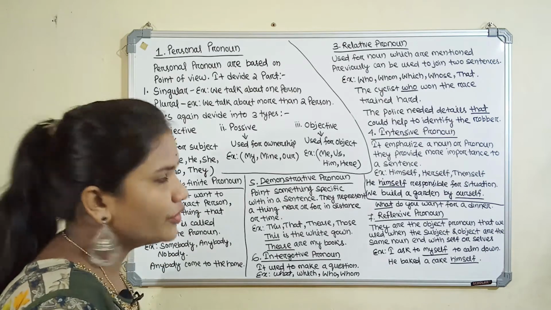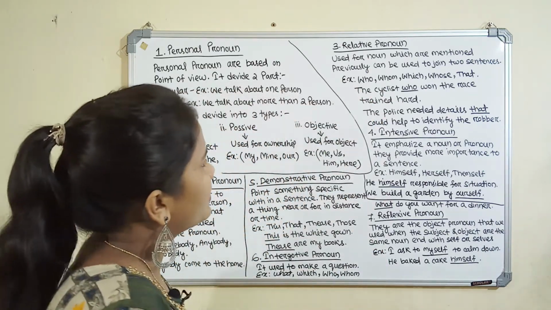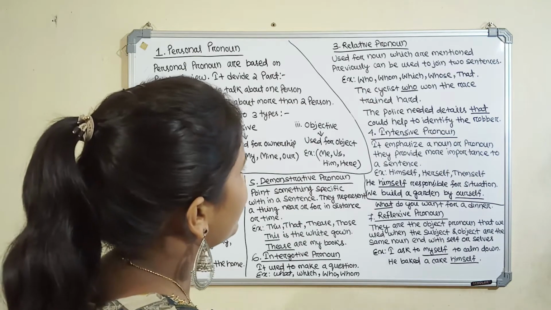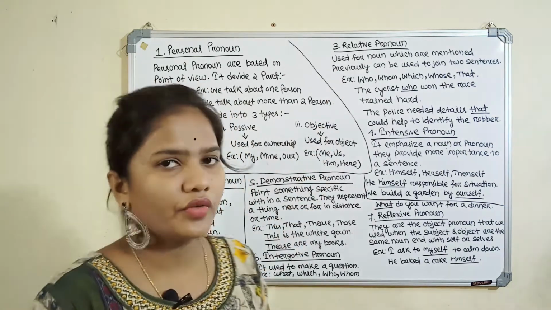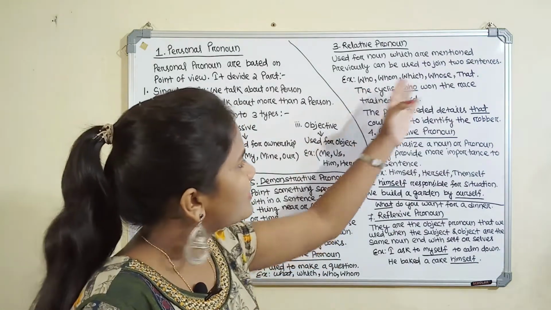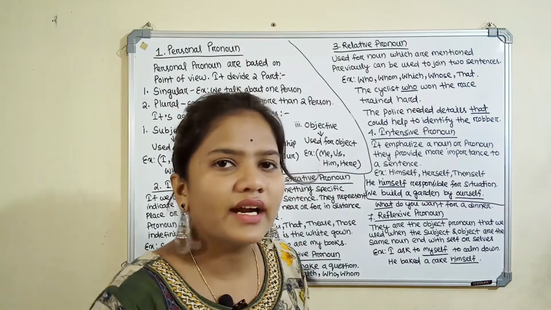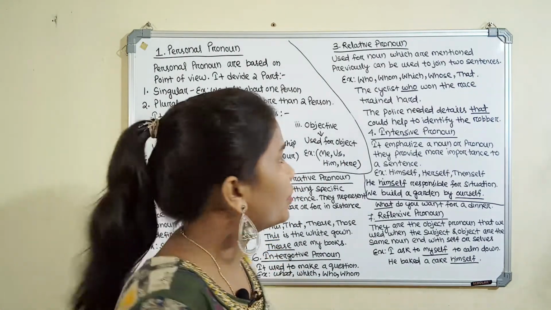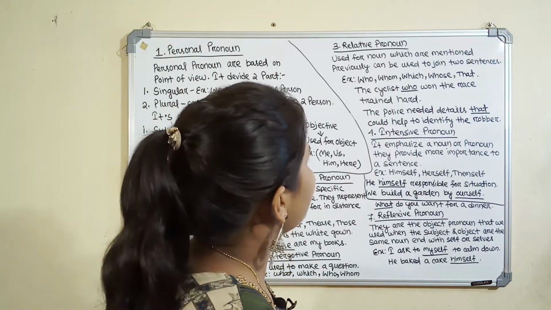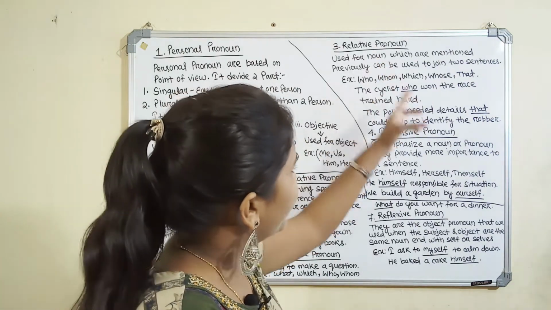Then we will move to the third type of pronoun, that is the relative pronoun. A relative pronoun refers to something mentioned previously and can be used to join 2 sentences. Examples of relative pronouns are whom, which, who, whose. Let's take a sentence example: The cyclist who won the race trained hard. Who is the relative pronoun.